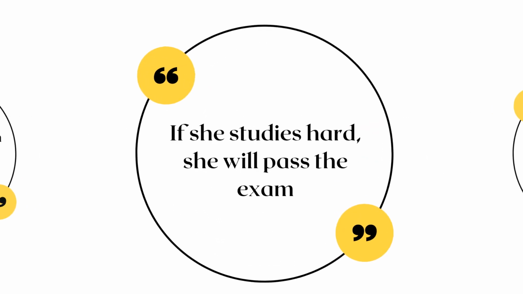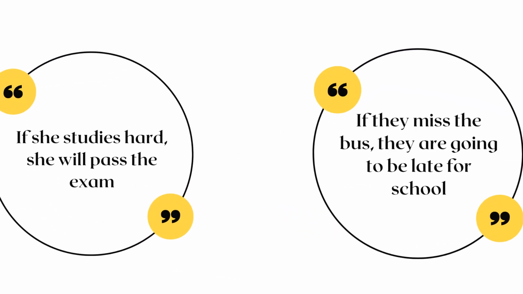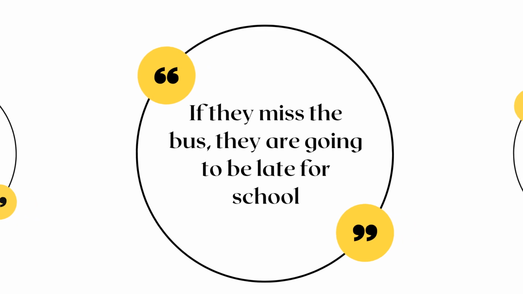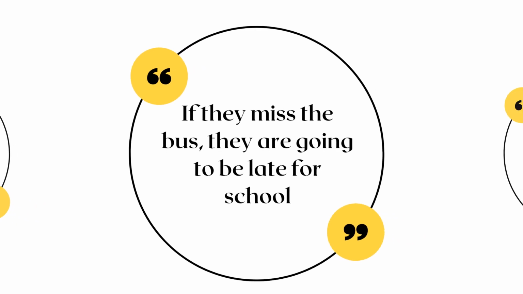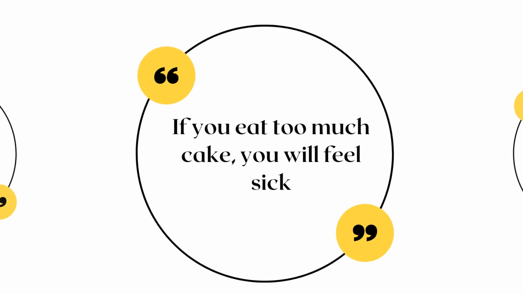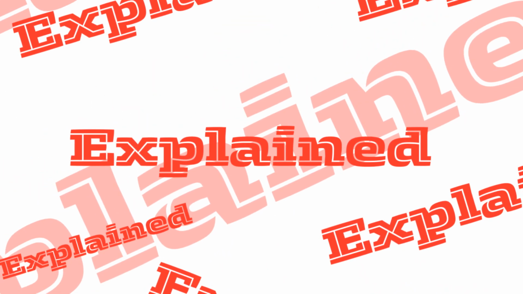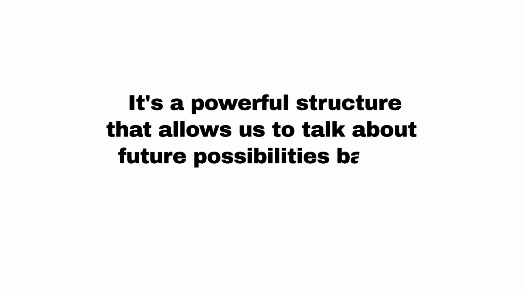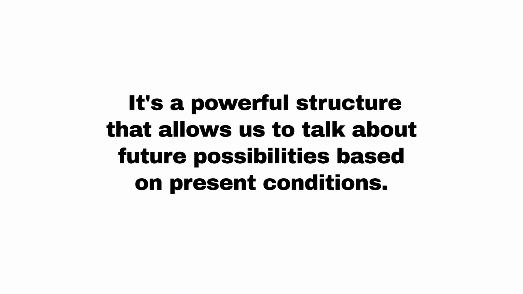If she studies hard, she will pass the exam. If they miss the bus, they are going to be late for school. If you eat too much cake, you will feel sick. And there you have it, the first conditional explained. It's a powerful structure that allows us to talk about future possibilities based on present conditions.